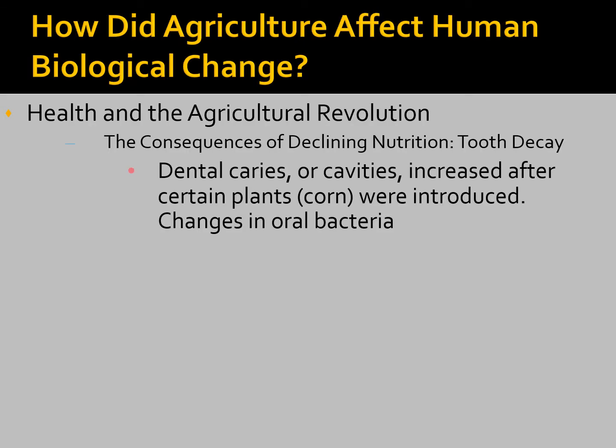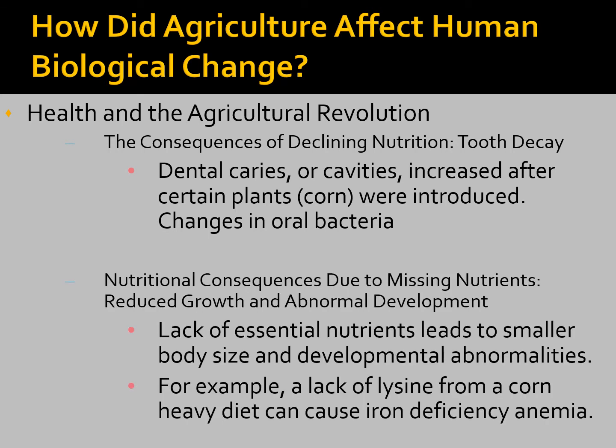There are also other consequences that we may not really think about. The one that is related to my research is tooth decay, right, or dental caries or cavities, right? And these have increased after certain plants, like corn, were introduced because these plants cause changes in oral bacteria, right? So in essence, we really didn't see a whole lot of cavities and dental disease and decay before the advent of agriculture. As soon as agriculture was invented, we see this explosion of dental problems amongst various human groups, right?